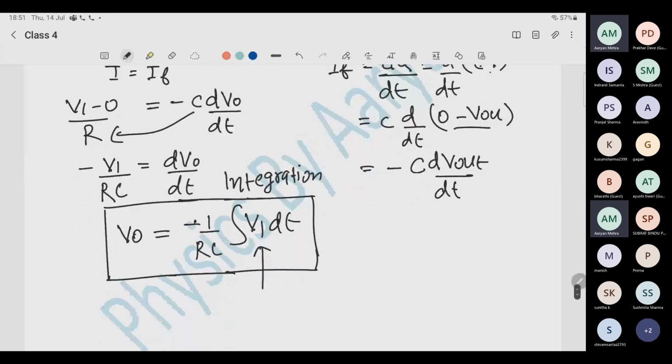So what is V output? 1 by RC is constant. So it is just simply the integration of V1 dt. So at the output I am getting the integration of the input. Okay, everyone understood?